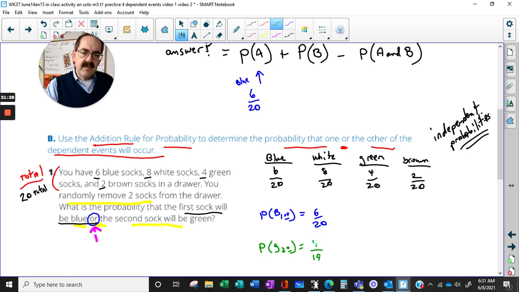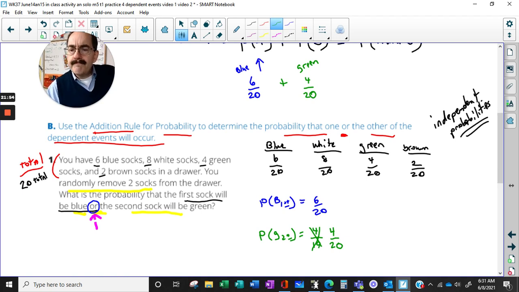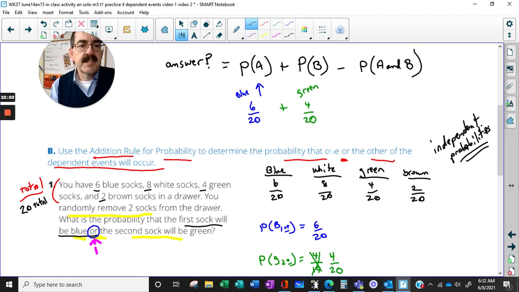Try to make sense of 6 out of 20 plus the probability of a green, 4 out of 20. Okay? The OR statement. The OR statement. Let's go to purple here. Actually, let's go to black. Minus the probability of A and B happening.